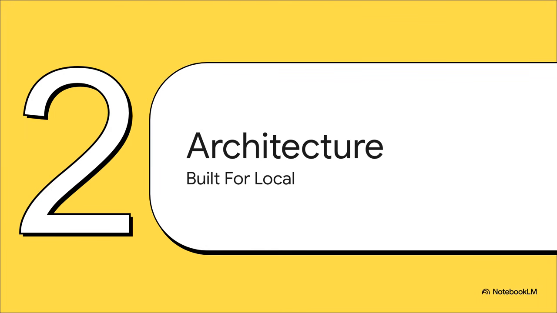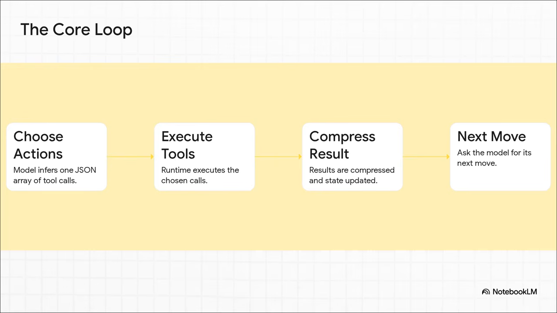Moving right along to Section 2, Architecture Built for Local. Now, running an autonomous agent on your laptop sounds like it would just melt your computer, right? Well, consider this extremely compact four-step loop. Instead of treating the model like some infinite planner that has to process the entire history of the universe for every single step, the architecture is deliberately constrained. One inference simply produces one JSON array of tool calls. Then the runtime on your machine takes over. It executes those calls, compresses the results, updates your local state, and only then asks the model for its next move. The model just chooses actions. Your local runtime handles the heavy lifting.